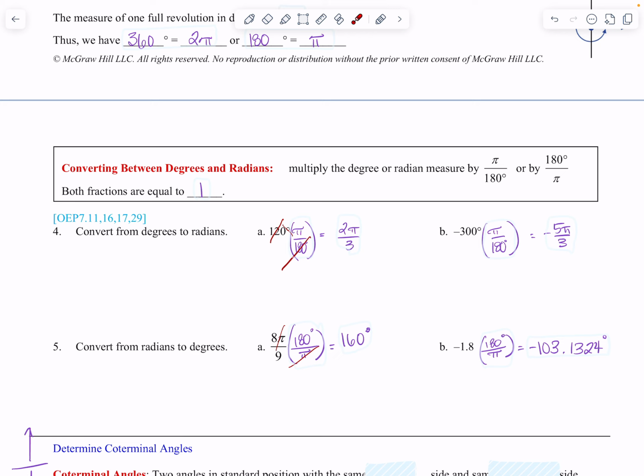Again, pay attention to courseware. It will tell you how to round your final answer. All right, we'll wrap that one up for this particular video, and then we'll come back and talk about coterminal angles.